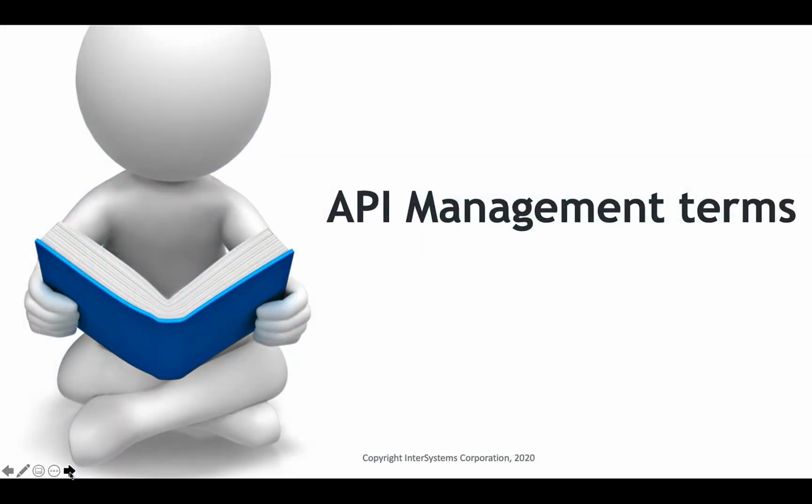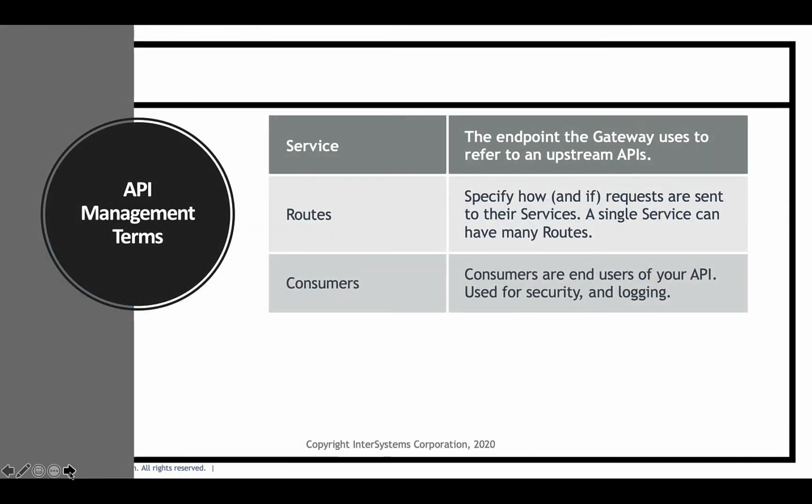Now, just to level set, I'd like to give you a few API management terms that come up over and over again. They're actually quite simple. We have a concept of a service. This is really the FHIR server in our case. It's the endpoint. So that endpoint is what the gateway will use to refer to what is known as the upstream API.